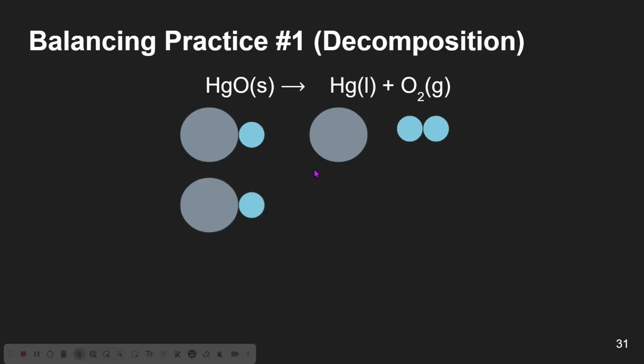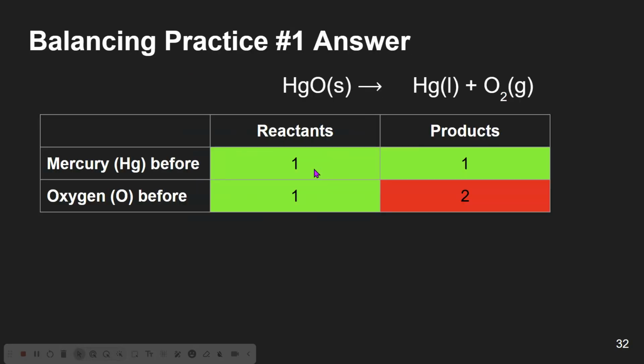So if we add another one, we're closer, but not quite there yet. Looks like we've got 2 of those guys. We might need a couple mercuries, and then we should be balanced. So here's another way to take a look at it.